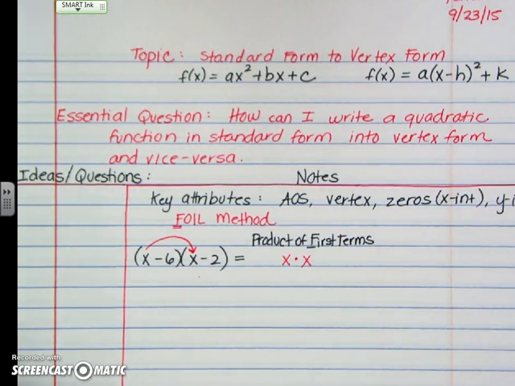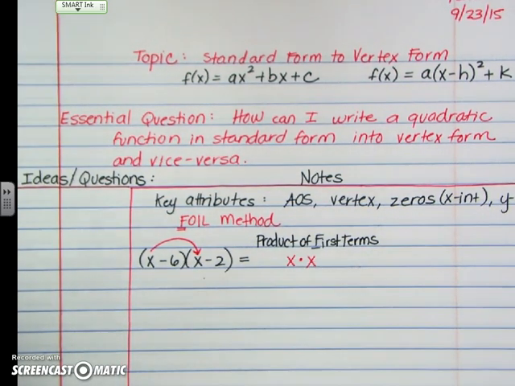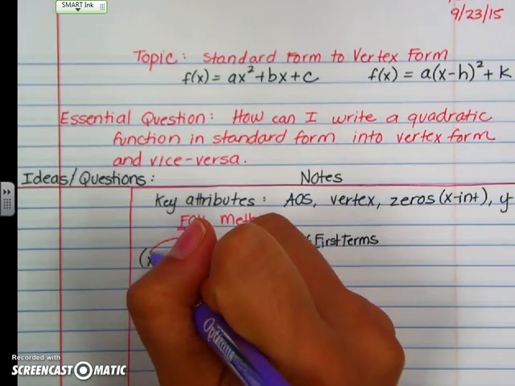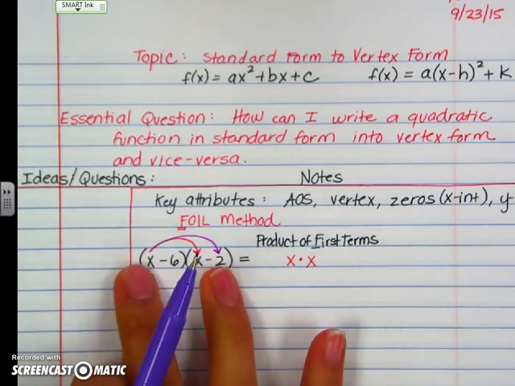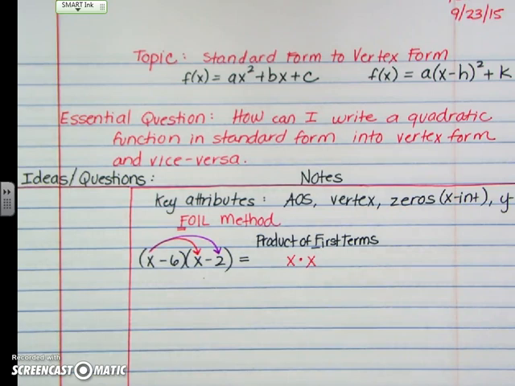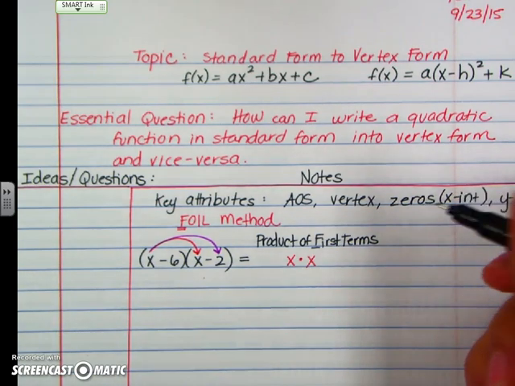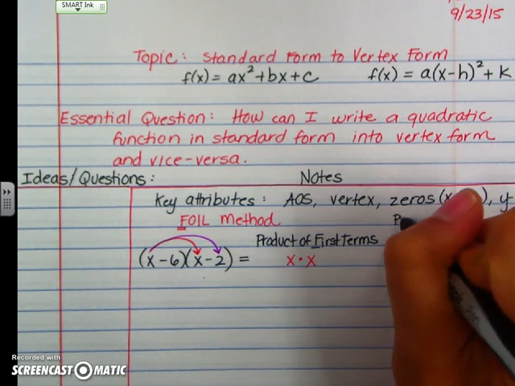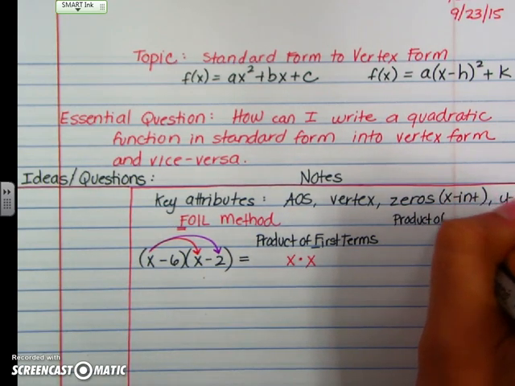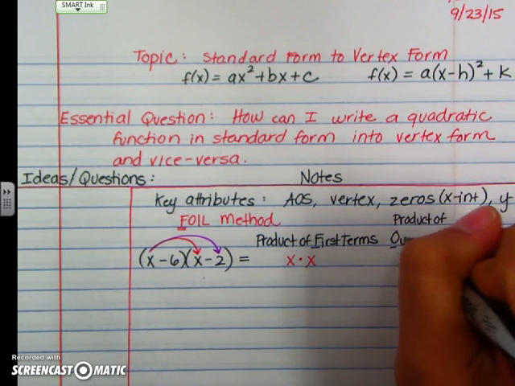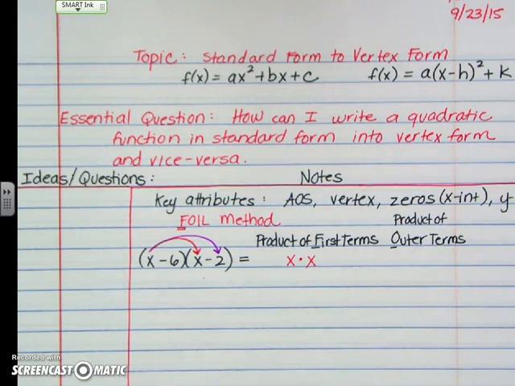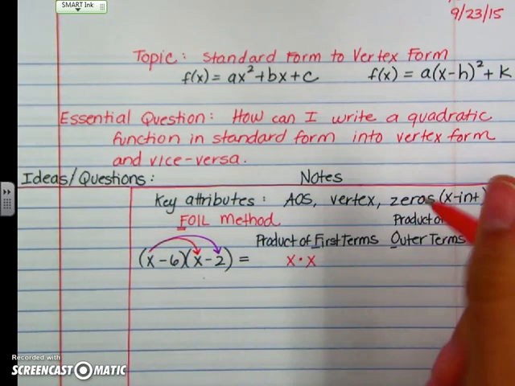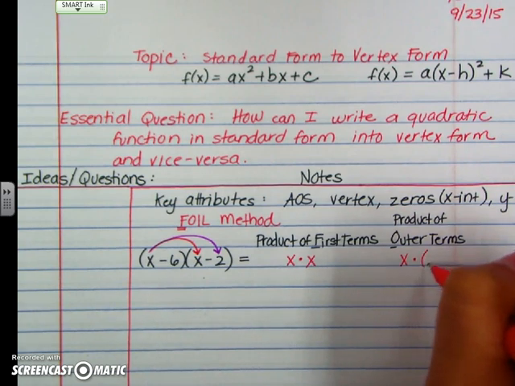And then the letter O stands for the outer terms. So you're multiplying the x, which is on the outside, and the -2, which is on the outside of your parentheses. I'm going to write it a little bit squishy. Product of outer terms. Okay, so that would be positive x times a -2.